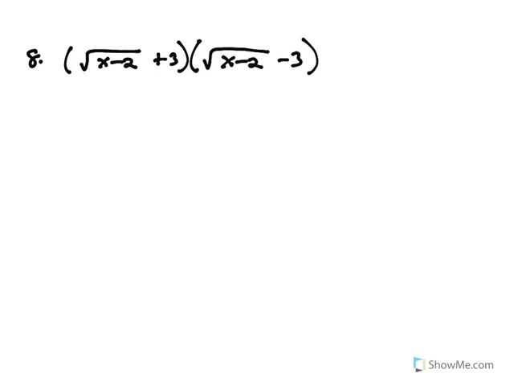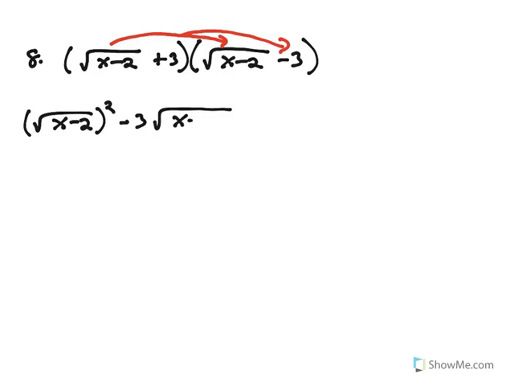And we're going to FOIL this. Okay, so this is a really good problem because now we want to do square root of x minus 2 times the square root of x minus 2. And that's going to give me square root of x minus 2 squared. Then we're going to do square root of x minus 2 times minus 3. And that's just going to give me minus 3 radical x minus 2.